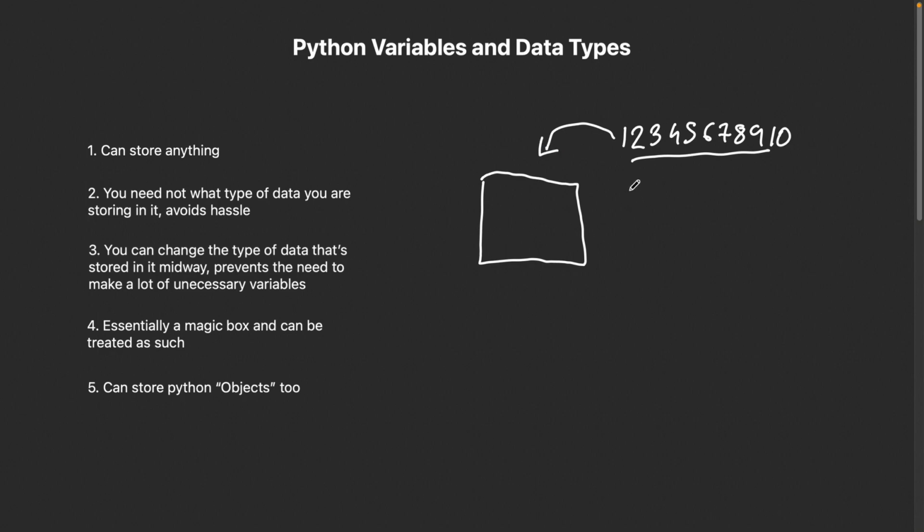Let's say you want to store someone's name. So let's say Bale. Bale is a name. It's what's called a string. We'll talk about strings later. So it can also store in the same variables.